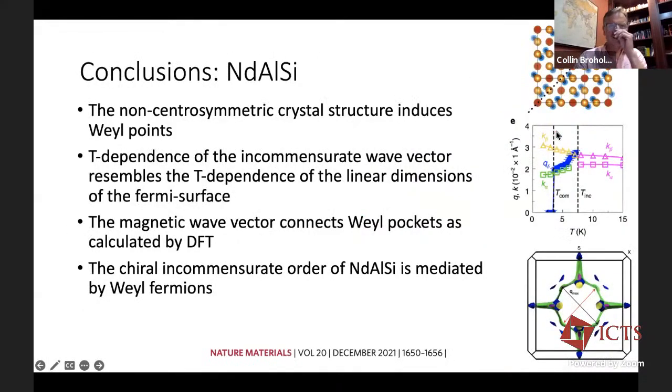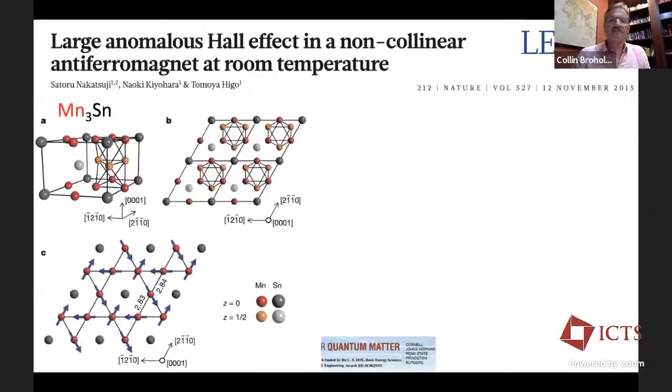So in conclusion, this is a non-centrosymmetric structure which has Weyl fermions, and we have observed experimentally that the temperature dependence of the wave vector observed in magnetic ordering and in Shubnikov-de Haas oscillation actually match, and also theoretically, there's a coincidence of the magnetic wave vector with the nesting wave vector. So we think that this incommensurate structure can be said to be mediated by Weyl fermions. Okay, good.